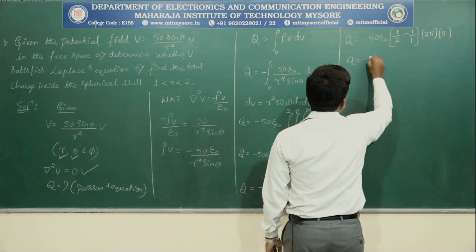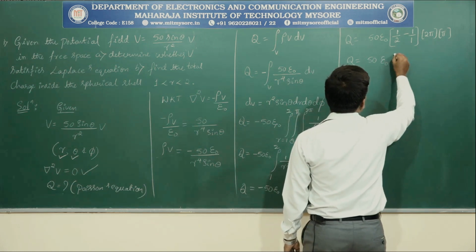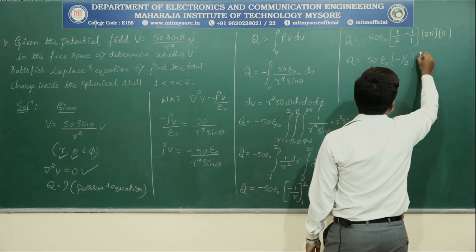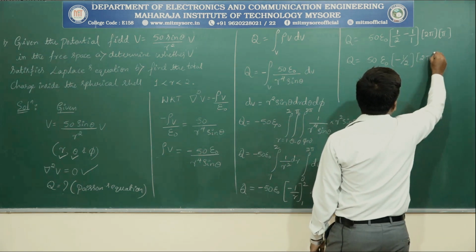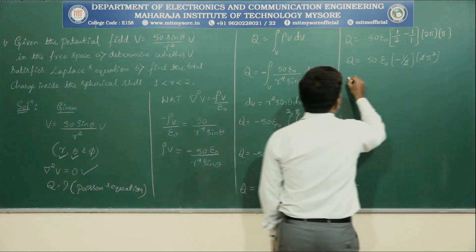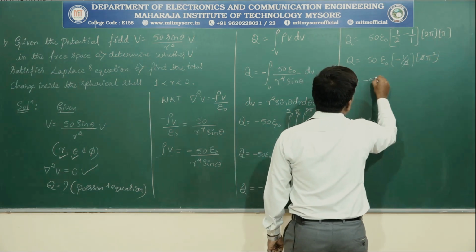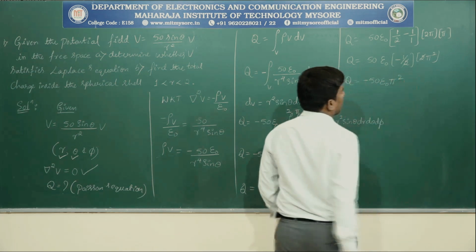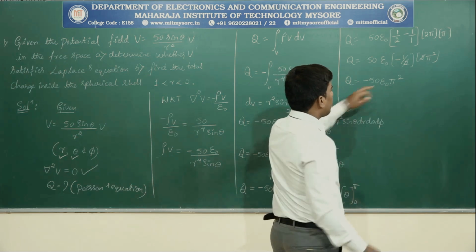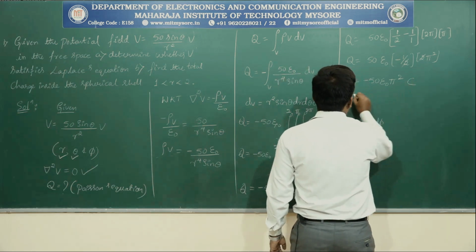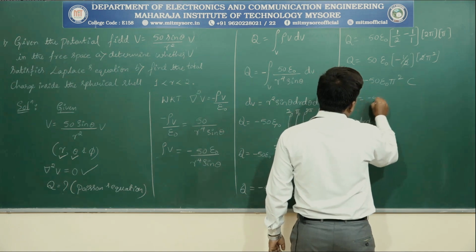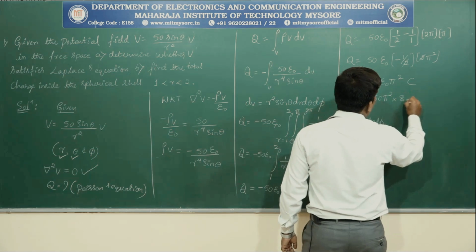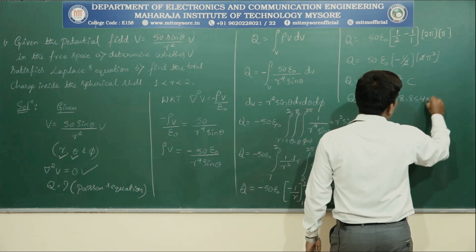Q is equal to 50 epsilon naught into minus 1 by 2 into 2 pi square. 2 gets cancelled. Q is equal to minus 50 epsilon naught pi square coulomb. Q is equal to minus 50 pi square into 8.854 into 10 power minus 12.